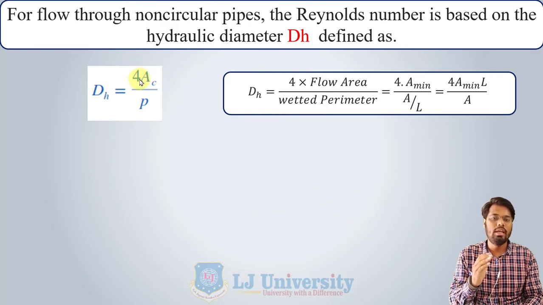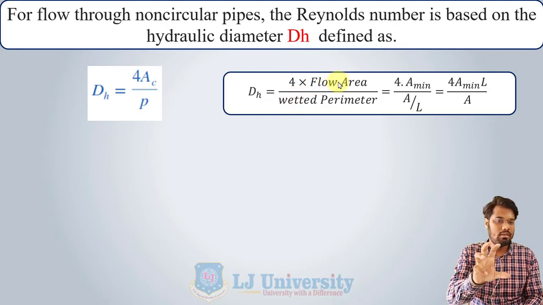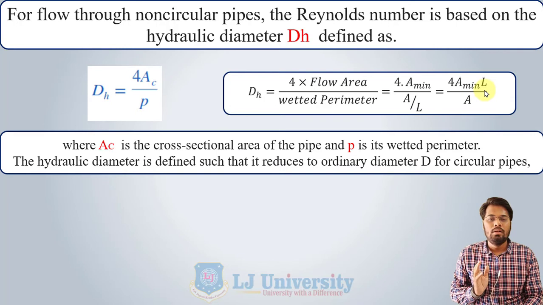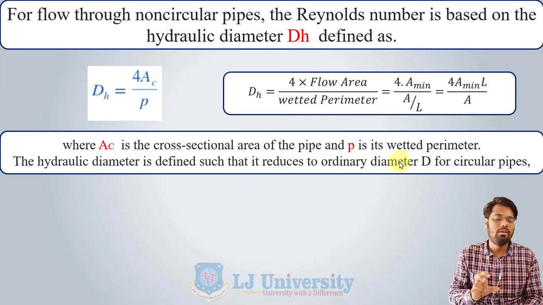It is generally 4 Ac divided by P, or sometimes it is defined as 4 times the minimum flow area, which is A min, divided by the wetted perimeter, which we can denote by area by length. So generally it is 4 A min divided by A into L, where Ac is the cross-sectional area of the pipe and P is the wetted perimeter. The hydraulic diameter is defined such that it reduces to the ordinary diameter for a circular pipe.